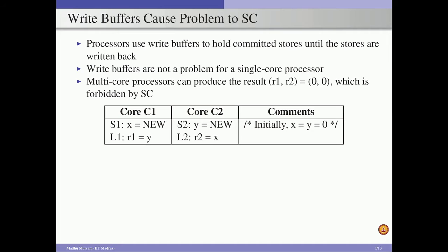Here the assumption is that the caches associated with core 1 and core 2 have initial values of x and y as 0. Because the store operation from core 1 is not communicated to core 2, core 2 is going to read the value 0. Similarly, the store operation of core 2 is not communicated to core 1, so the load operation in core 1 is going to read the old value.